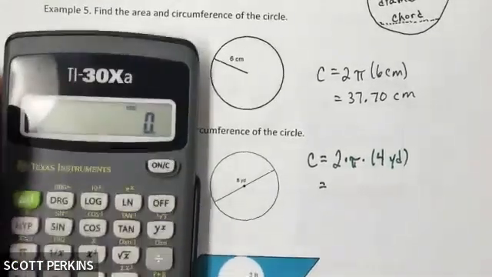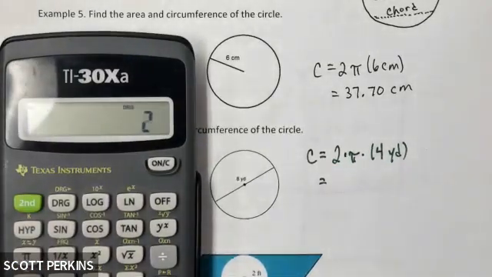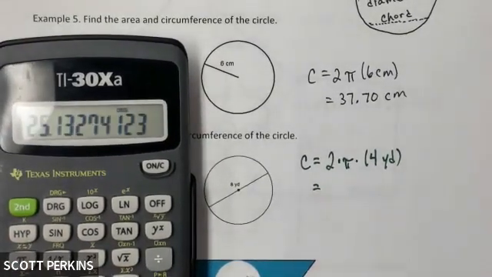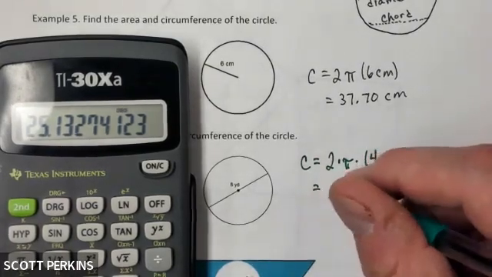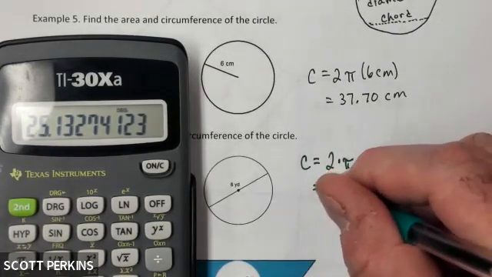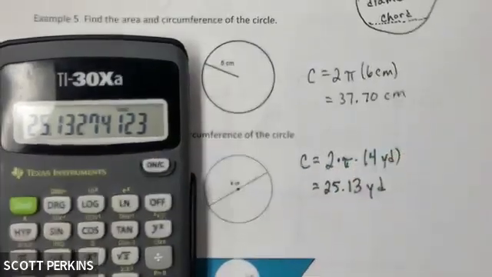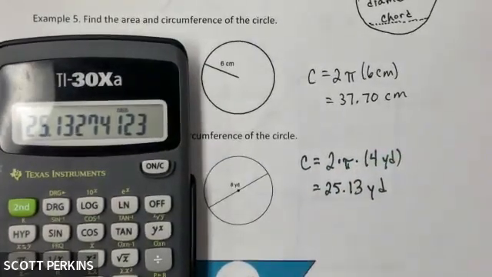So here's my calculator. You've probably already done this, but let's just verify. 2 times pi times 4 turns out to be 25.1327. I recommended that we round to the 100th, so 25.13 yards. Anybody get something different that we need to talk about and see what's going on?